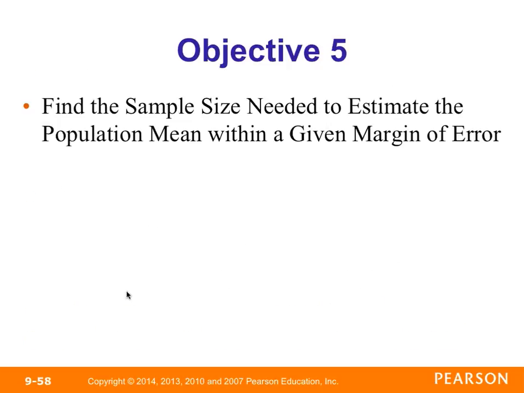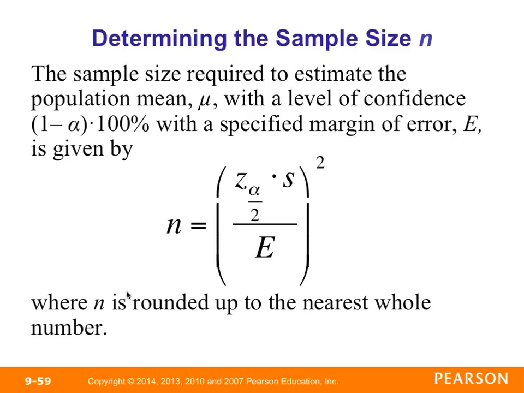Okay, we can also find the sample size given a margin of error for the population mean. And that's done this way. So basically what you have to do is take z alpha over 2, which is going to be a critical value, multiply by your sample standard deviation, and divide by your margin of error. And then you square that. And again, anytime you're calculating sample size, you always round up.